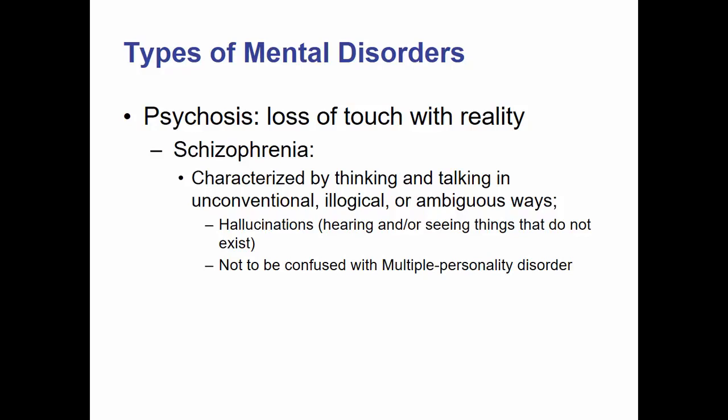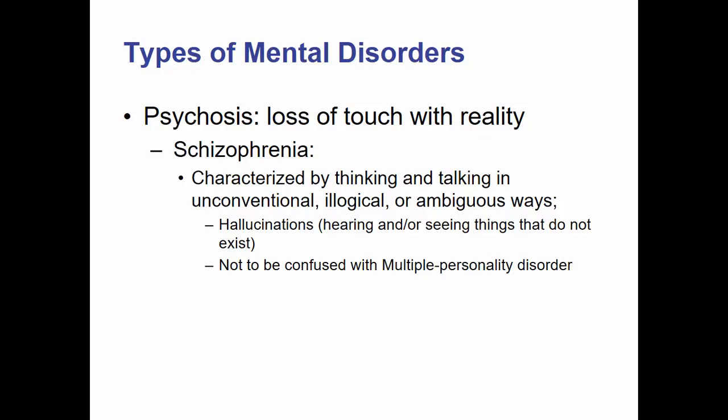One of the most severe and probably best known, if not best understood, is schizophrenia. Schizophrenia is characterized by thinking and talking in unconventional, illogical, or ambiguous ways. Those are the symptoms of schizophrenia. It is also characterized by hallucinations. So the schizophrenic individual either hears things that don't exist, or starts seeing things that don't exist. Often it's one or the other. It is the rare schizophrenic individual that has both.